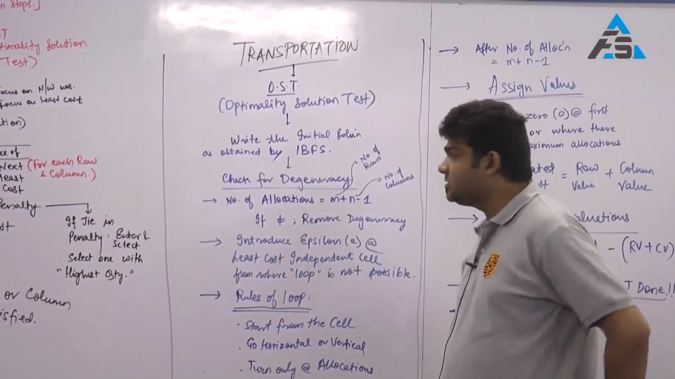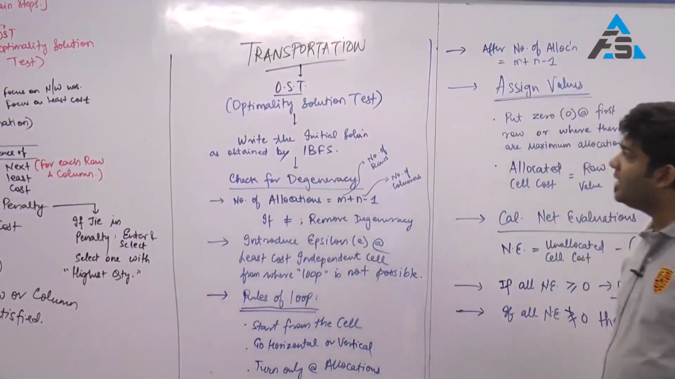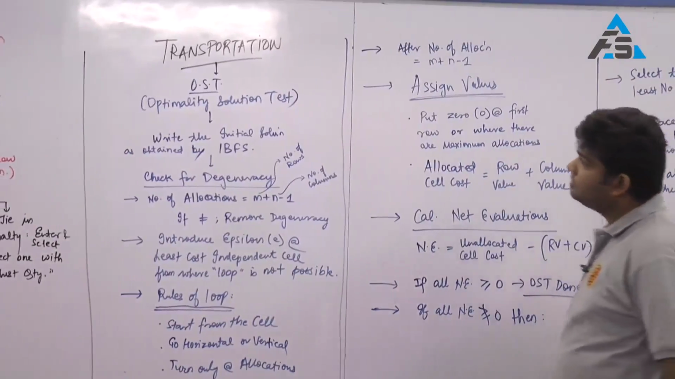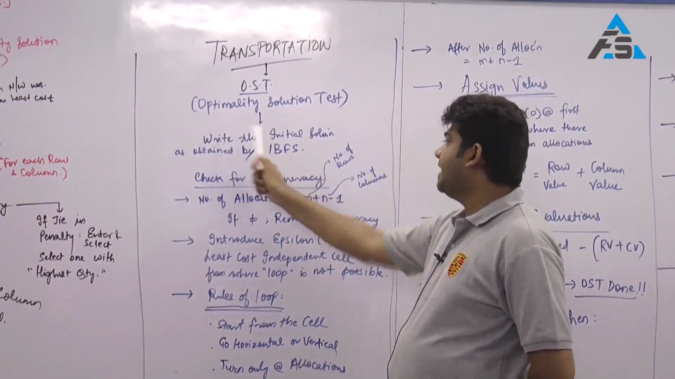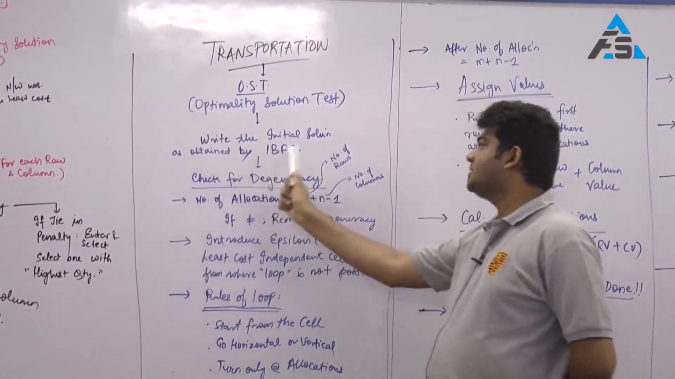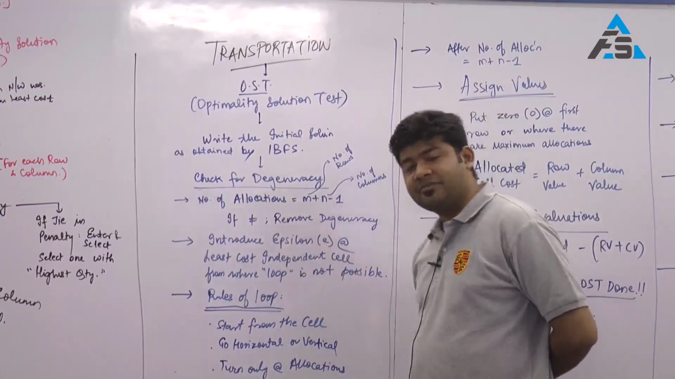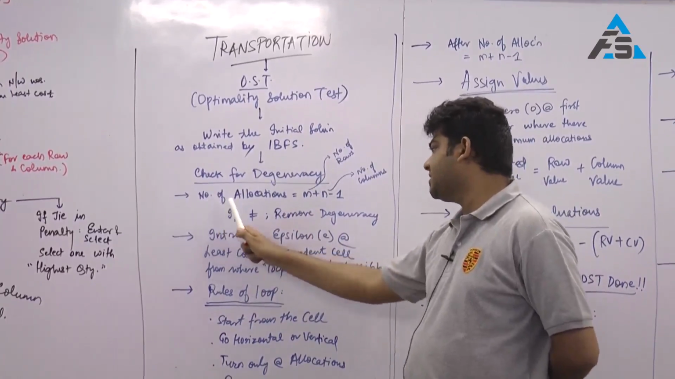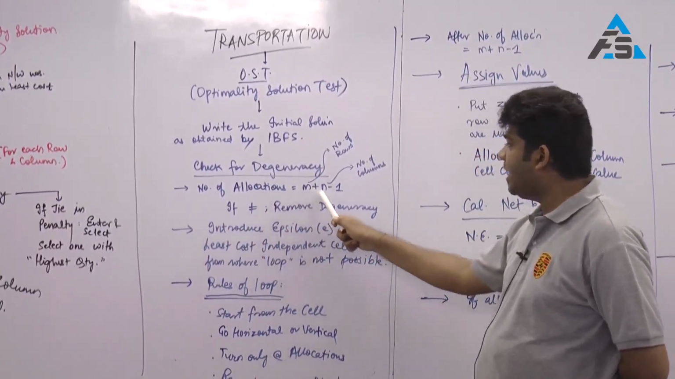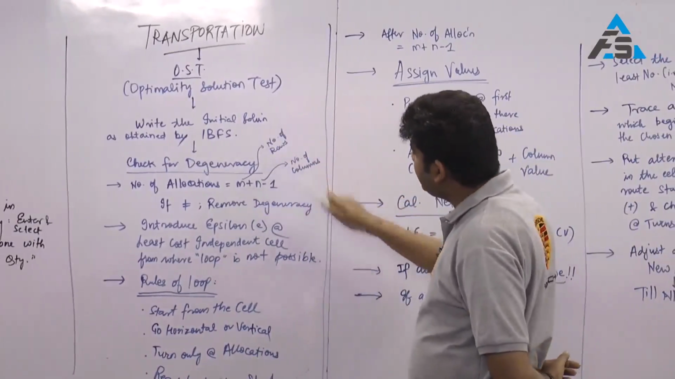Once IBFS for Vogel's is done, we move on to the next main step, which is OST, Optimality Solution Test, the most important point for transportation. First, write the initial basic feasible solution as obtained by IBFS. Then check for degeneracy. How do you check for degeneracy? You have to see whether number of allocations is equal to m plus n minus 1. What is m? Number of rows. What is n? Number of columns.